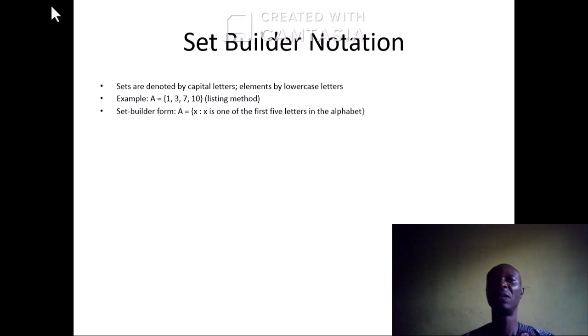So we have what we call set builder form. Look at this one. Set A, I can say set A is x, such that x is one of the first 5 letters in the alphabet. This one is very distinct. Set A equals x, any x that is one of the first 5 letters in the alphabet. You can list them. What are those elements now? A, B, C, D, E. So those are the elements of set A in set builder form.